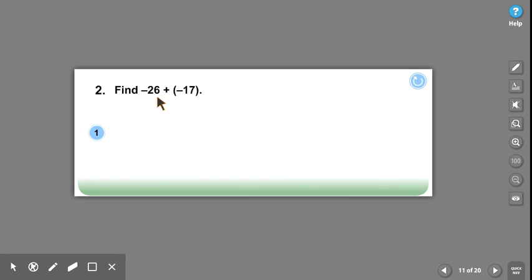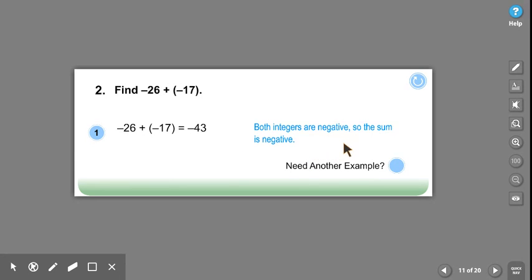Here's number 2. Find negative 26 plus negative 17. Here it's pretty self-explanatory. They have the same sign, so you add them. 26 plus 17 is 43, and since both integers are negative, the sum is going to be negative.